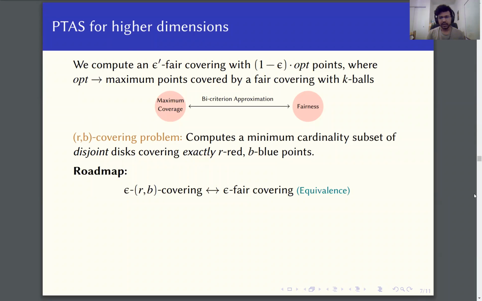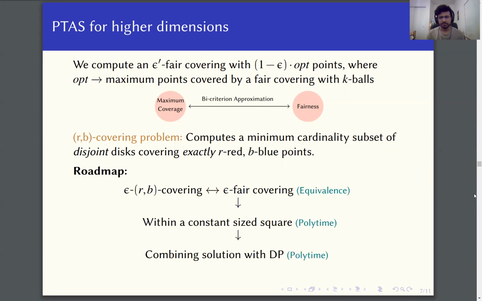Our proof of the PTAS has four main parts. First, we show that solving the epsilon RB covering problem is equivalent to solving the epsilon fair covering problem. Note that epsilon RB covering is defined analogously to the epsilon fair covering problem, where we allow a leeway of epsilon factor for the coverage of red and blue points.